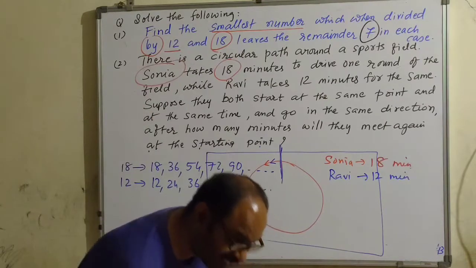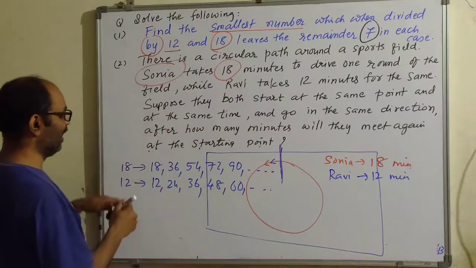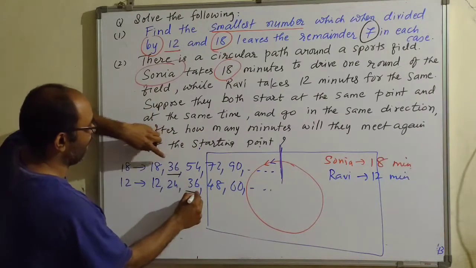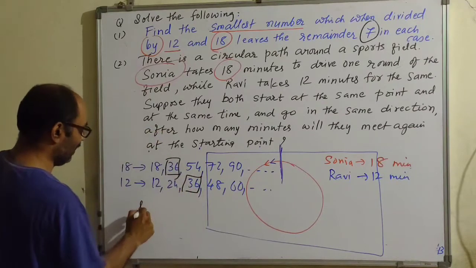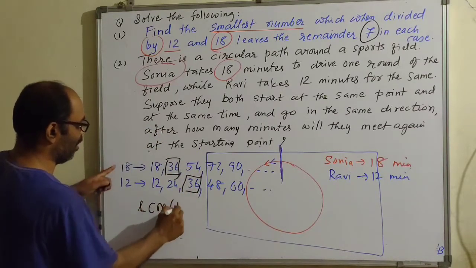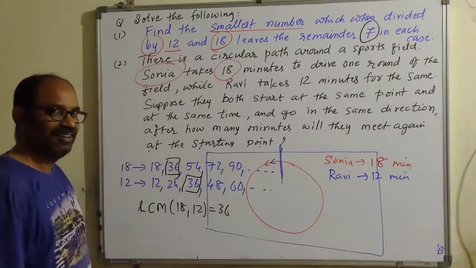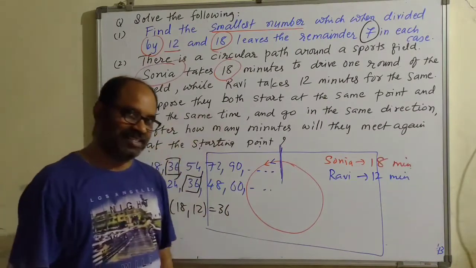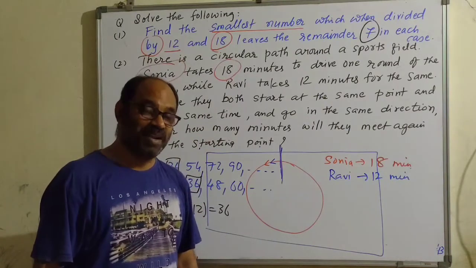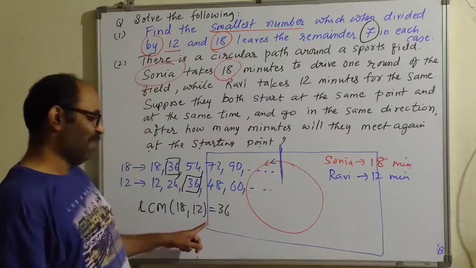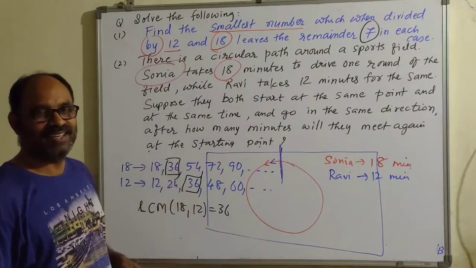Which is the least one? The bigger number is 18. So check for that. 18? No. 36? Yes. So the least common multiple of 18 and 12 is 36. That means they are going to meet after 36 minutes. They will meet after 36 minutes. How did you get that? By finding the LCM of 12 and 18.